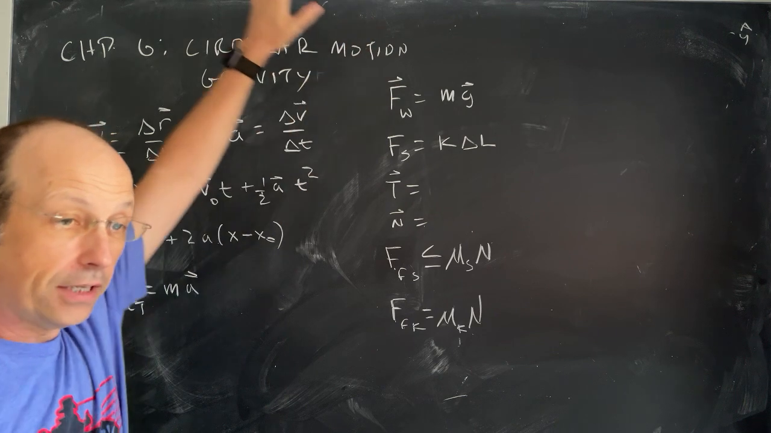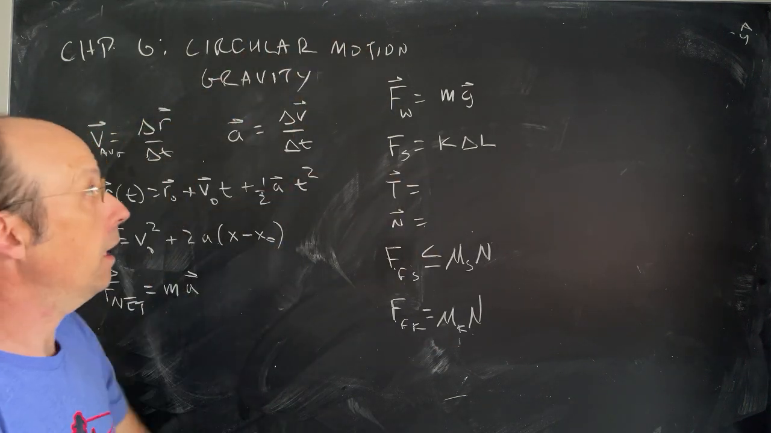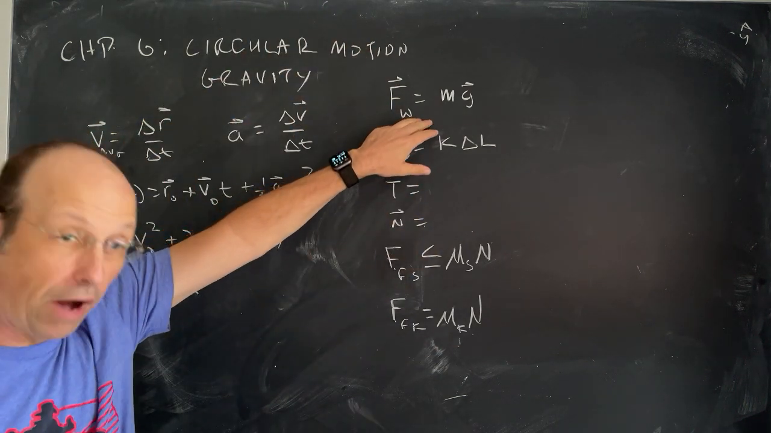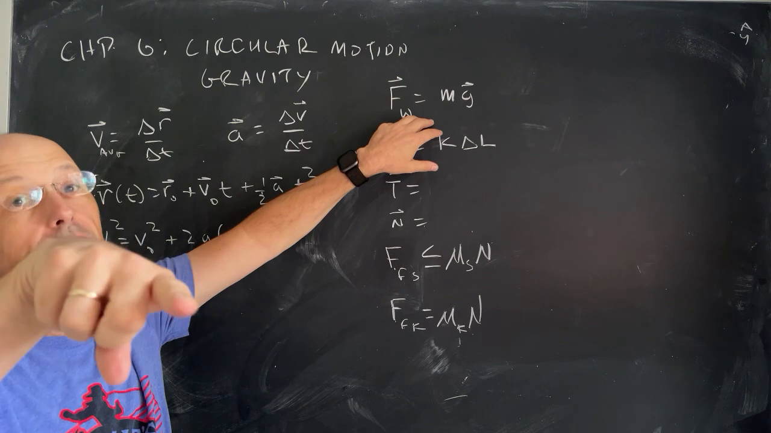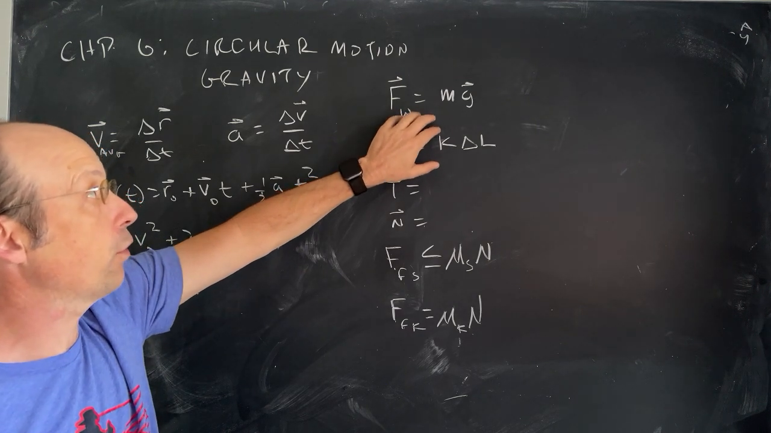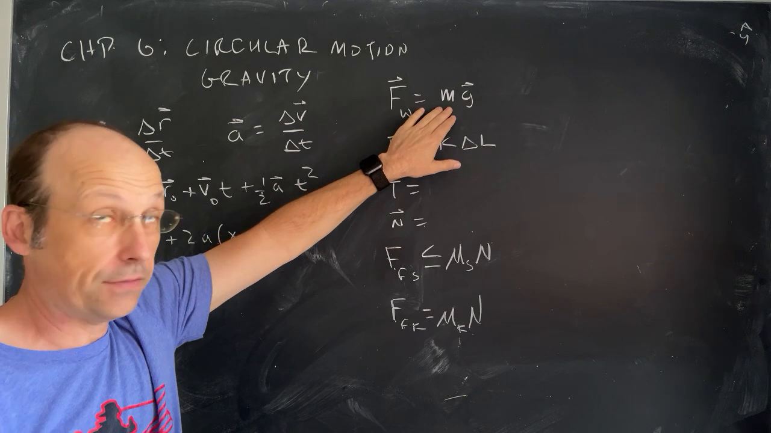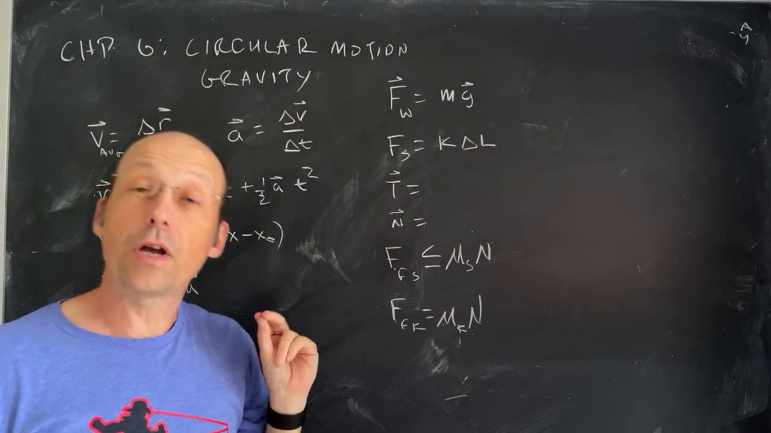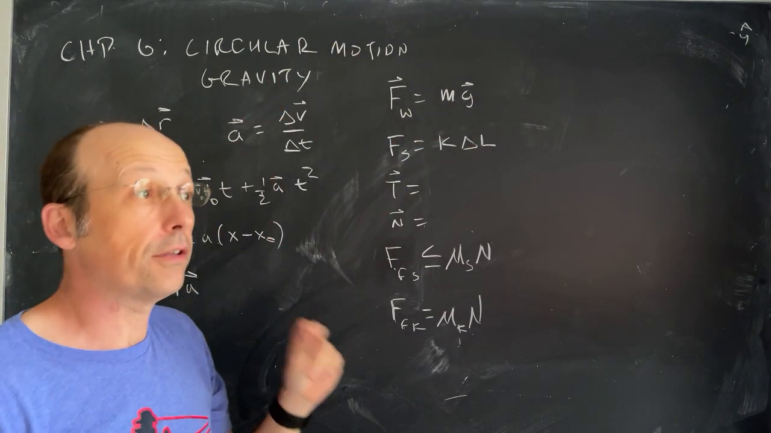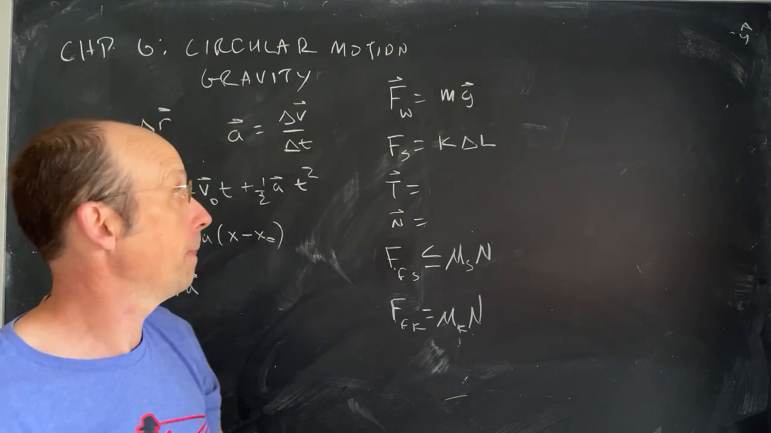Next, we have some special forces. We have the gravitational force, which we will change later. This is the gravitational force on the surface of the Earth. It's a vector. The mass of the object times g, which we call the gravitational field on the surface of the Earth, points straight down.